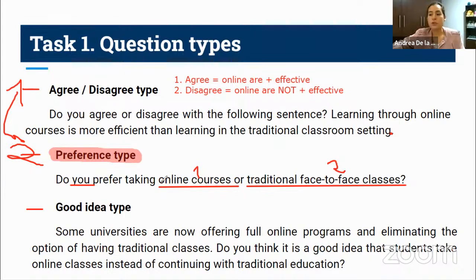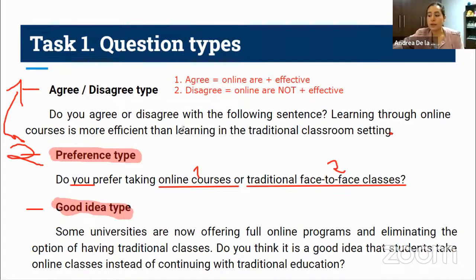You can't waver between them. You can't say, well, I like both. I don't like either. No, you have to choose one. And finally, we have good or bad idea, which is again, same thing. At the end of the day, it's always the same. The good idea is like some universities are now offering full online programs and eliminating the option of having traditional classes. Do you think that this is a good idea that students take online classes instead of continuing with their traditional education? So it's exactly the same.